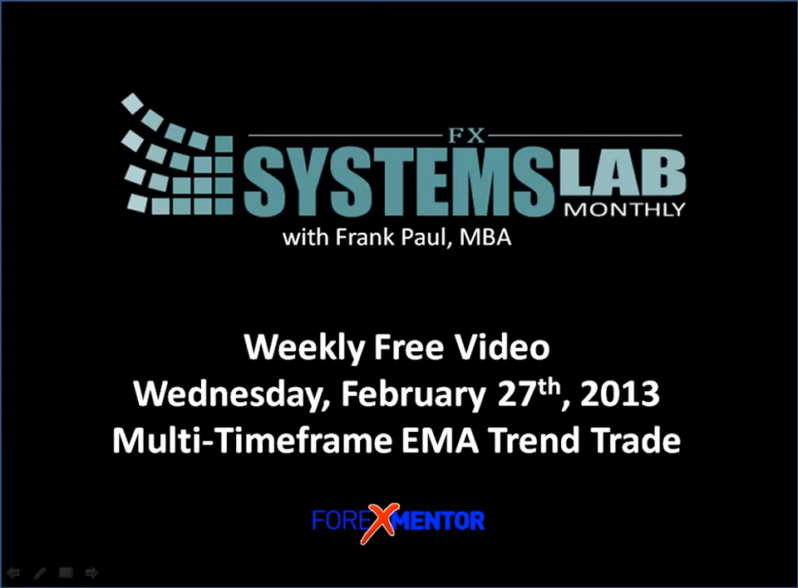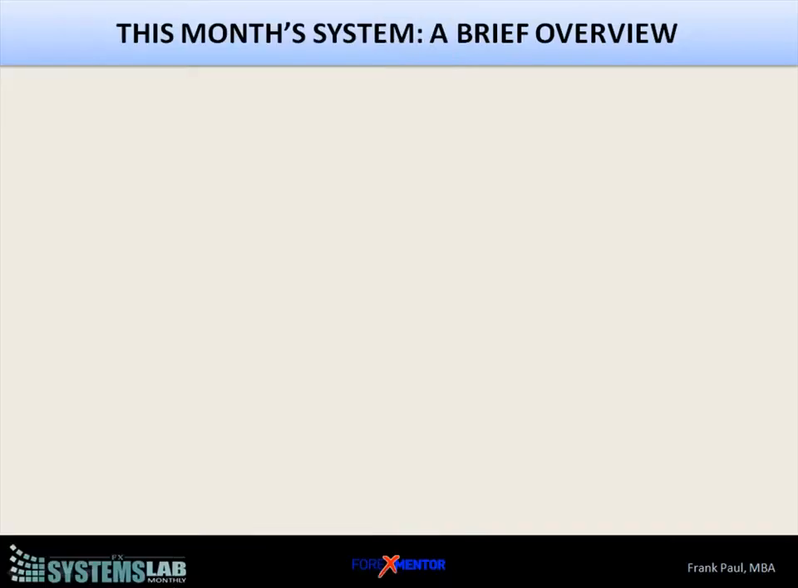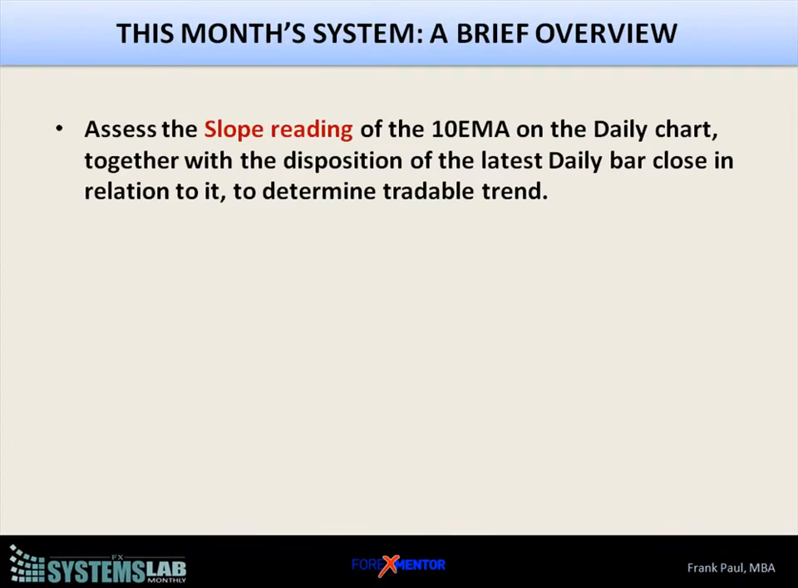This time around, once again for the month of February, focusing on a system that we call the Multi-Timeframe EMA Trend Trade. This is the last demonstration featuring this particular methodology before we move on to the Ichimoku trend trading methodology next month. So what we're going to talk about today is attaining a slope reading of the 10-period exponential moving average on the daily chart, examining that in relation to the disposition of the latest daily bar close.